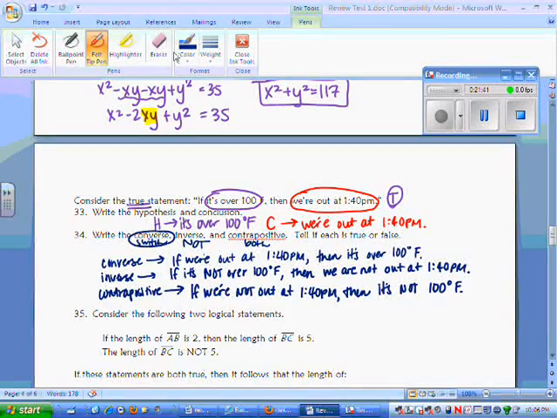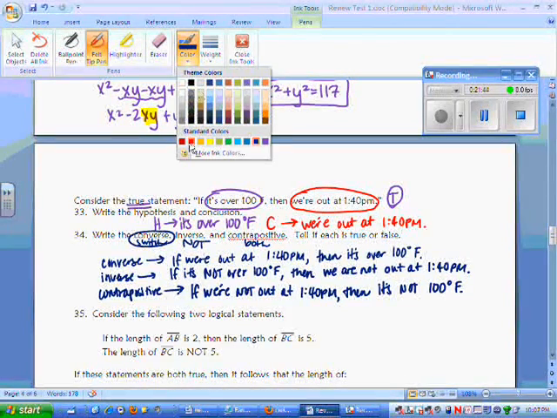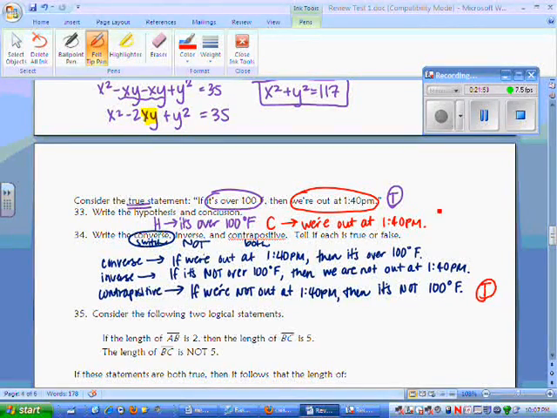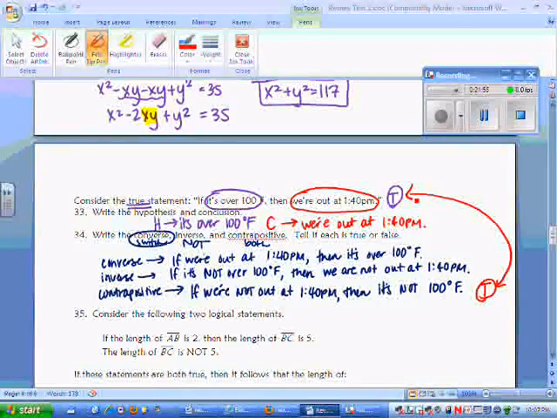Okay, let's look at the true and false. Remember, if the original is true, then the contrapositive is also true. Original and contrapositive. If we're not out at 1:40, it's not 100 degrees Fahrenheit. And if we're out at 1:40, then it is over. So look at the converse. Is that always going to be true? Not necessarily, so we're saying this one is false. We could be out at 1:40 for early dismissal, but not just because it's over 100 degrees Fahrenheit. These two are also the same.